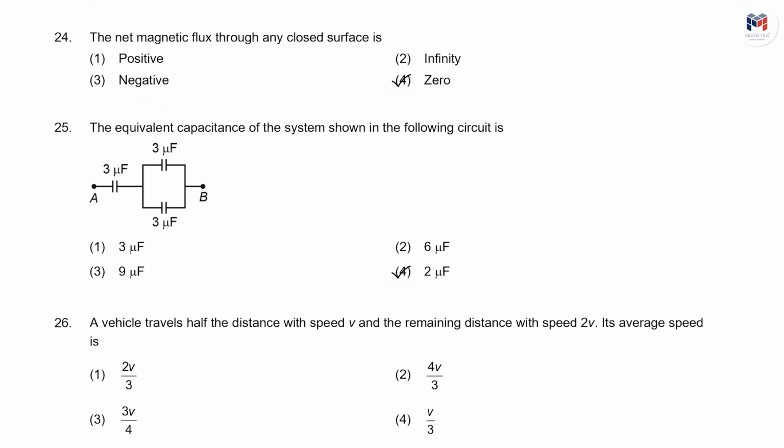Question number 26. A vehicle travels half the distance with speed v and the remaining distance with speed 2v. Its average speed is, the answer is option number 2, 4v by 3.